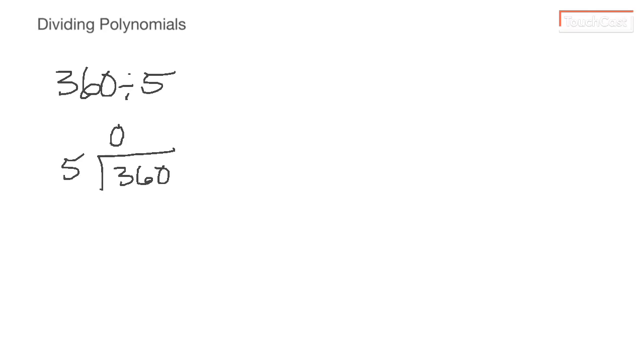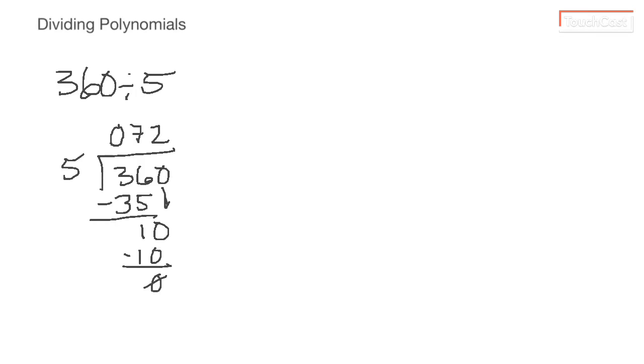Then we ask ourselves, does 5 go into 36? It does, 7 times. So we're going to go 7 times 5 now, which is 35, and we write that underneath the 36. We subtract that from 36, and we get a 1. There's still more numbers left, so we have to bring the next number down. We ask ourselves now, how many times does 5 go into 10? Well, 5 goes into 10 2 times, so we go 2 times 5, which is 10. We subtract them and have a remainder of 0.